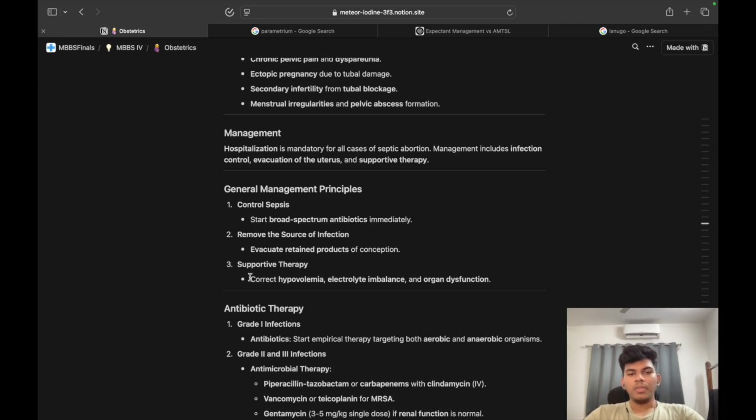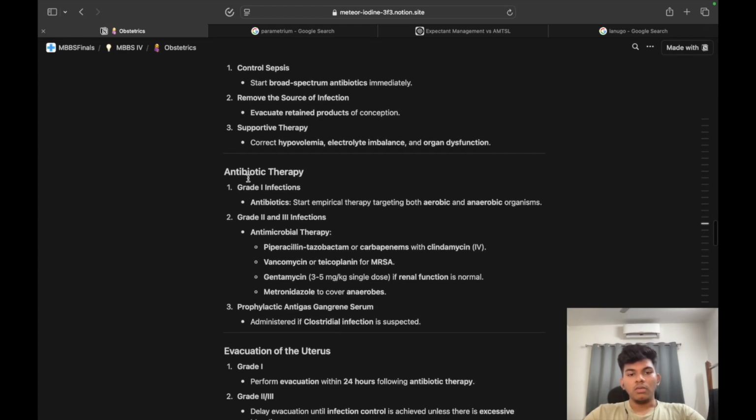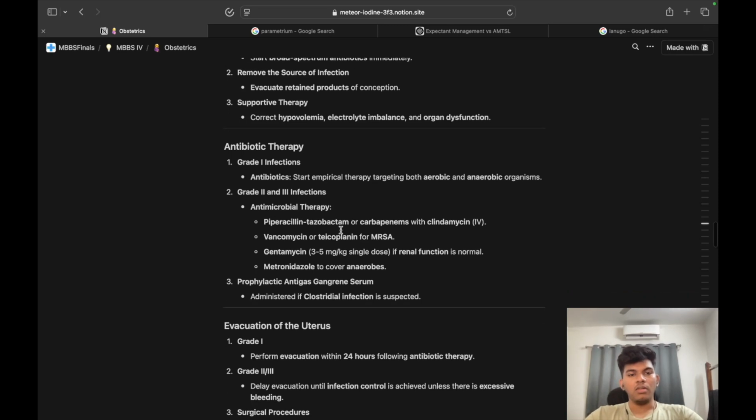Next, supportive therapy: correct hypovolemia, electrolyte imbalance and organ dysfunction. Controlling sepsis, what do we do? Antibiotic therapy. We learned different grades. Grade 1 was restricted to the uterus, the other was surrounding the uterus, the parametrium and all that, and finally there was peritonitis. Grade 1: start empirical therapy targeting both aerobic and anaerobic organisms.